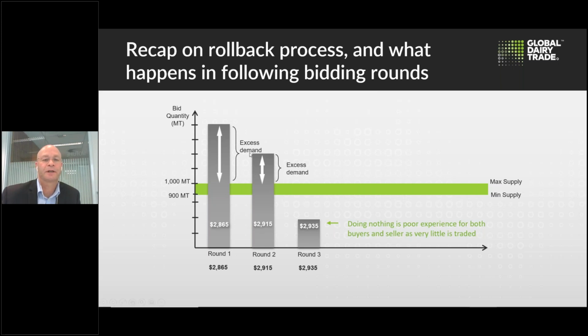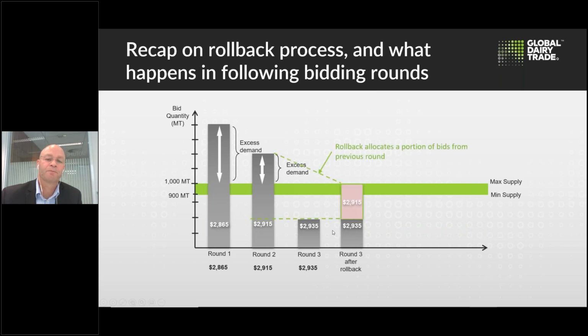We've gone through a process where demand's gone down round by round, the price has been going up, then all of a sudden the bids have dropped below the minimum supply, and so the first step again is just to take those. Second step is to then go back another round, take the extra bids at the lower price, put them in to create a two-price bid stack, so that the seller can be assured of selling at least their minimum and quite often up to their maximum supply. So if it stops there, that's fine, but what happens in future bidding rounds?